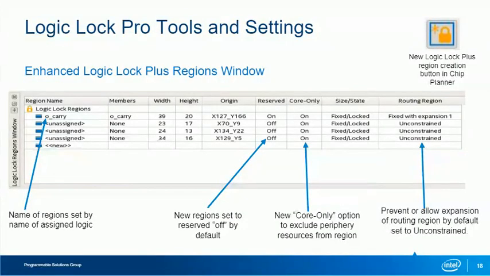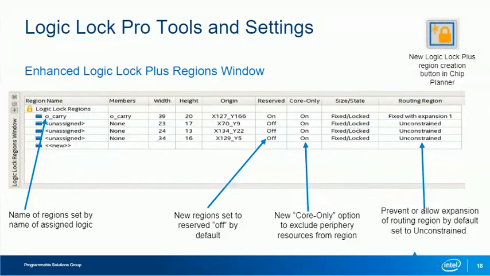As mentioned, the same tools are used to create and manage Logic Lock regions. Other than the New button, you can create Logic Lock regions in the Chip Planner in the same way as before, by simply clicking and dragging to draw the new region. The Logic Lock Regions window looks different.